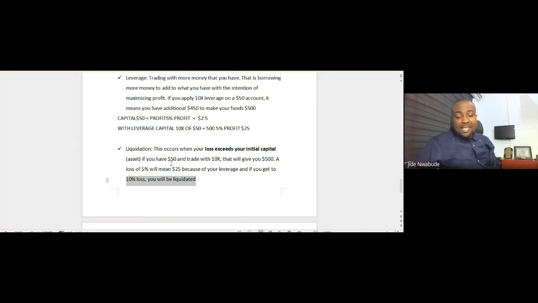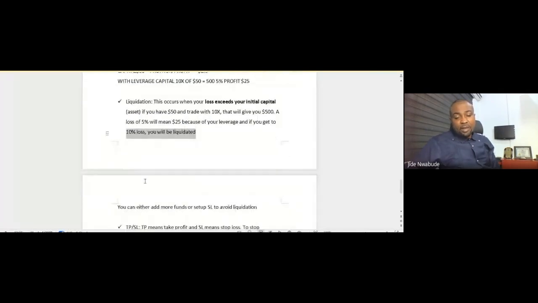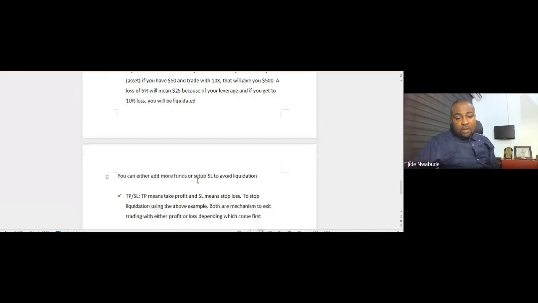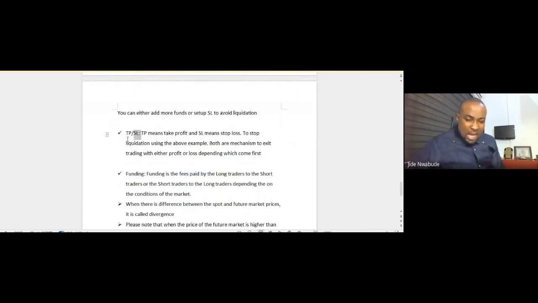Now, the idea is to add more funds. If you add more funds to your account, you are safe. But if you don't add more money, you can decide to close your trade by yourself. You can manually close it out, or you set a stop loss. It will close your trade at a small loss or a big loss, whatever loss you have set. You are safe. But if you don't do either of these two, you will get liquidated, and that will be that. You have just simply dashed the market some money. And that's where TP and SL are very important.